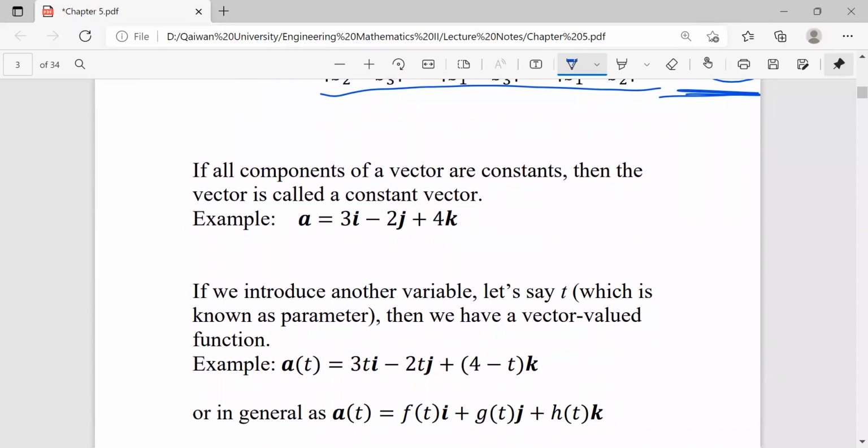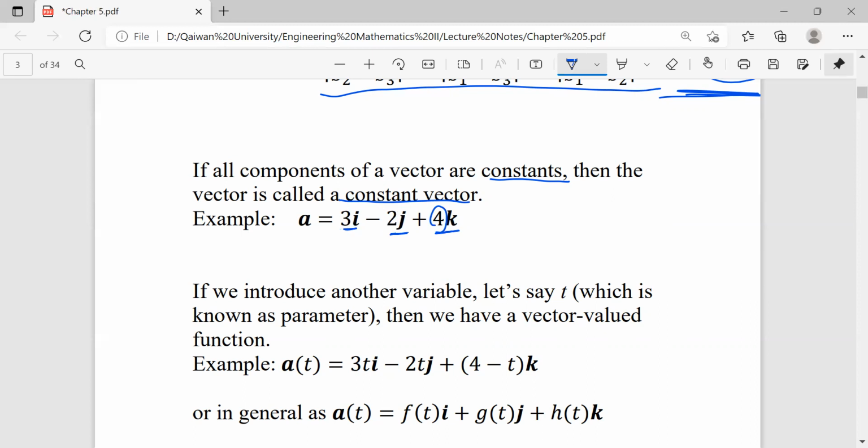If all components of a vector are constants, we say it's called a constant vector. For example, A equals 3i minus 2j plus 4k. As you see, all the components are constants. We say that's a constant vector.